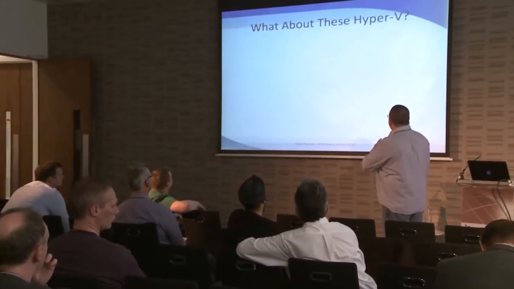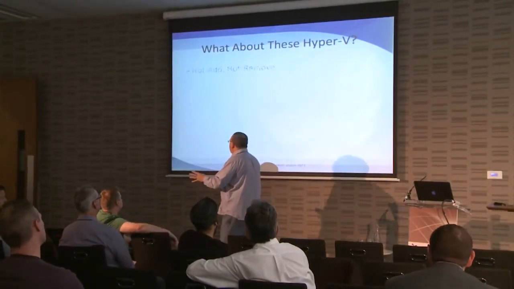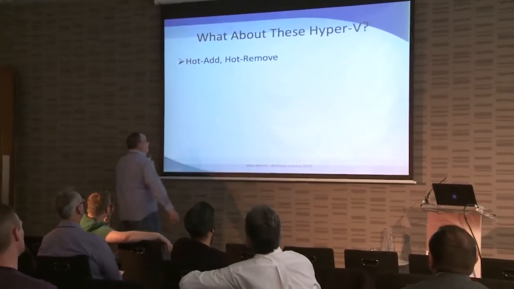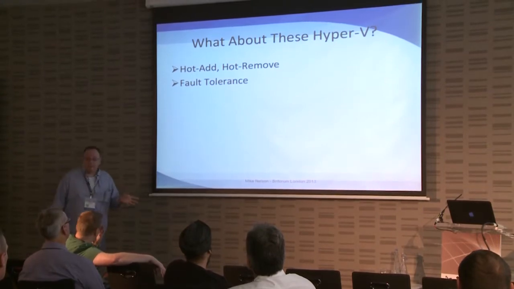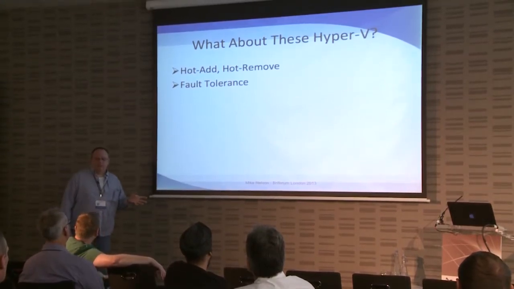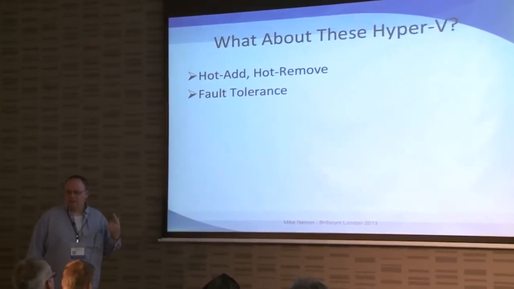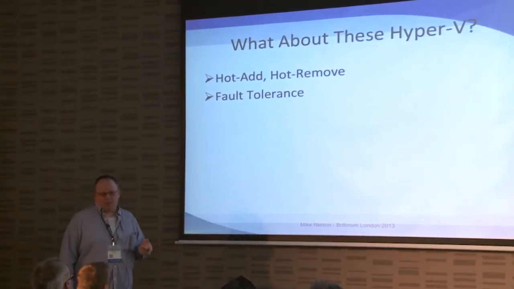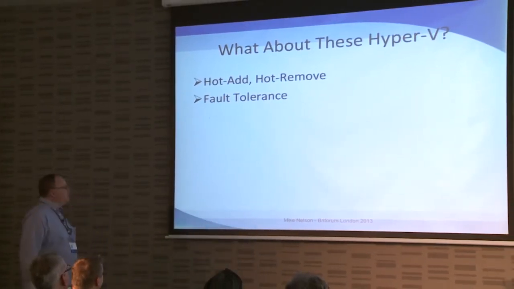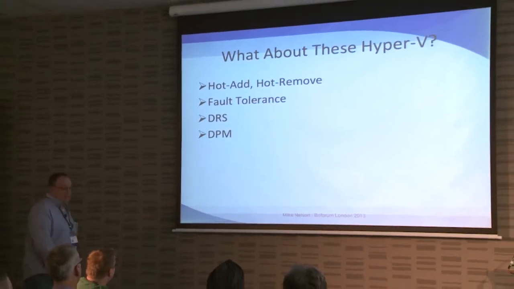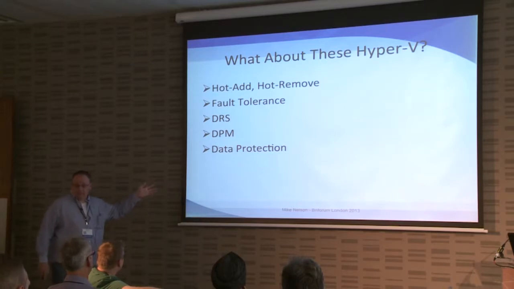Okay, moving on. Hyper-V, what about these? When we look at it from a VMware perspective, we have hot add, hot remove, okay? Fault tolerance, FT, which in 5.1 U1, I believe it's still limited to one proc. They haven't changed that at all. They promised that when 5.0 came out, they were going to change. They never did. DRS, DPM, and data protection. These are all terms that you're familiar with, being VMware administrators, right?